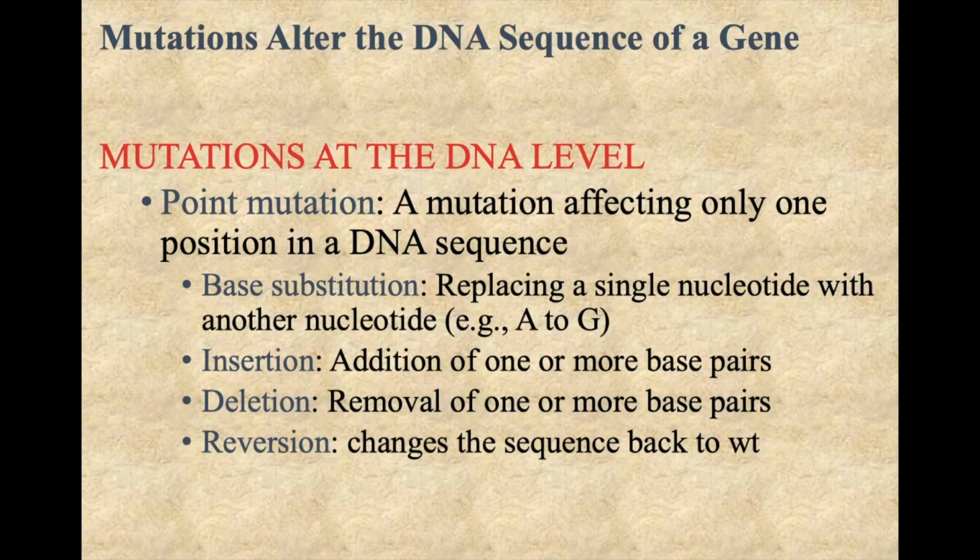A reversion, however, typically happens with a single base substitution, though theoretically it can happen with an insertion or a deletion. It's when whatever mutation happened earlier on gets reverted back to the wild type, to the original DNA sequence. And reversions will happen at some particular frequency, and we have good evidence for reversion. So these are the point mutations: base substitutions, insertions, deletions, and on occasion, reversions.